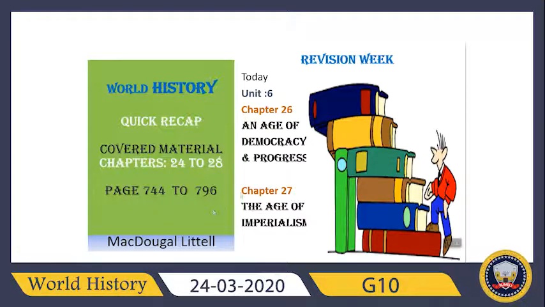But in the last class, I think we revised chapters 24 and 25. In today's class, we will revise chapters 26 and 27, and both you will find in unit 6, an age of democracy and progress, and the age of imperialism. Okay, so here we go.